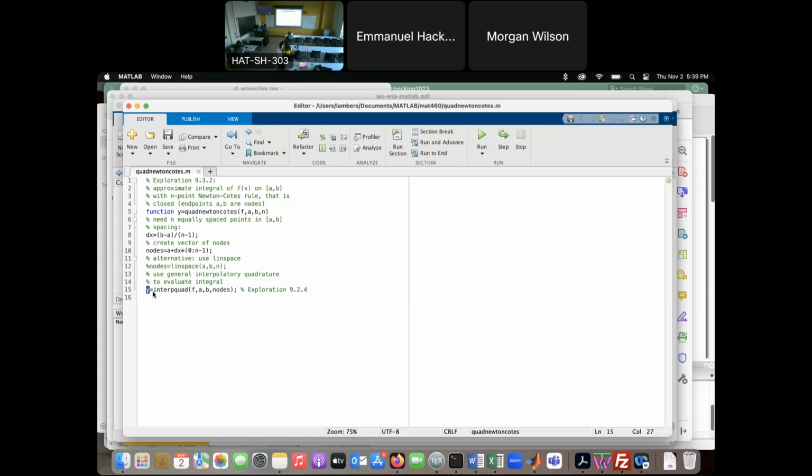So this function carries out interpolatory quadrature for whatever nodes you specify. The only thing unique to Newton-Cotes is that those nodes have to be equally spaced. So I'm just making the nodes that I want, passing them on to do interpolatory quadrature, and then y is my result. That's the approximate integral.